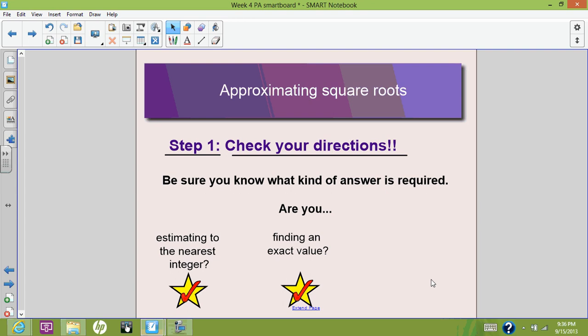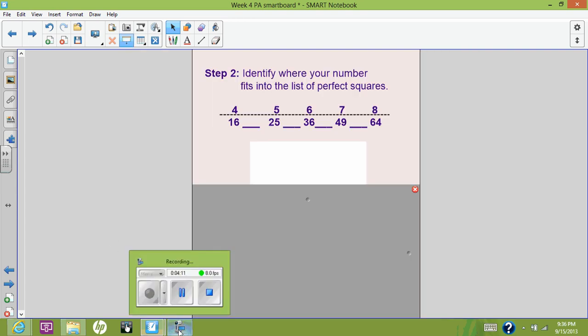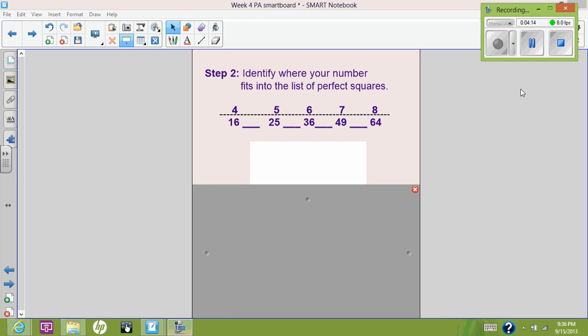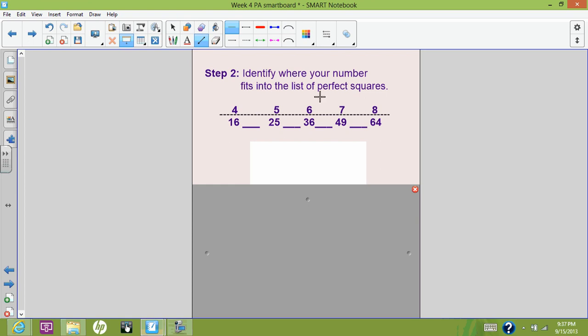I want you guys to write all this down on that page in your notebook. Pause if you need to. Okay, so after we've done step 1 and we've checked our directions, step 2 is where those perfect squares come into play. All right, so we're going to make a list of our perfect squares. We've got 4 times 4 is 16, 5 times 5 is 25, on and on and on and on. And what we're looking for is, let's say our number is, I don't know, 30, and we're trying to find the approximate square root of 30.